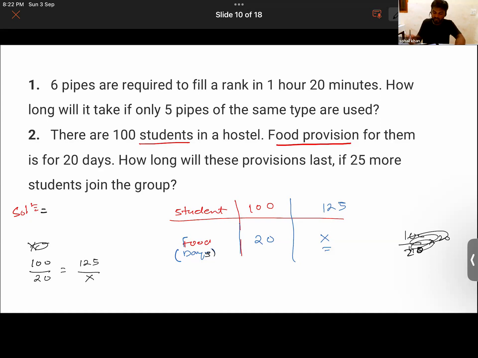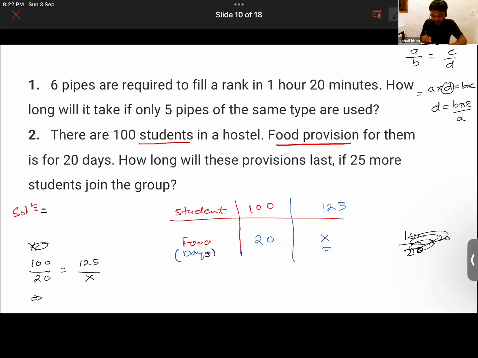Look here. If you have values like this, A upon B equals C upon D, you can write it like this: A into D equals B into C. Or suppose you were to find D here, then D will be written like this: B into C upon A.